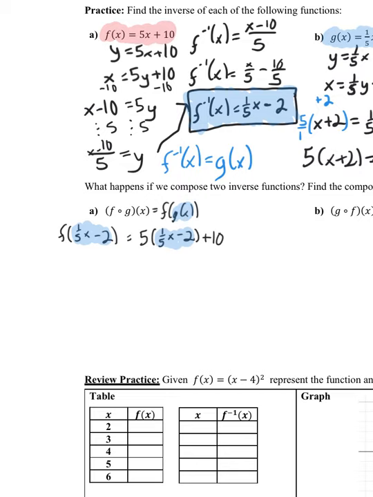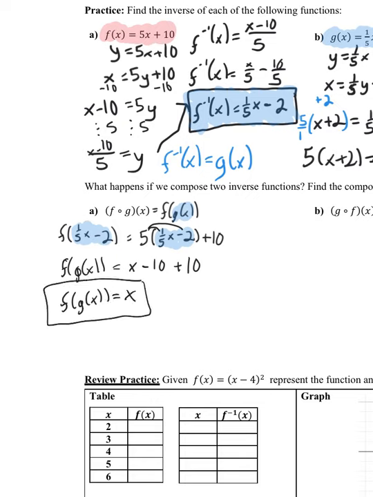And I can go ahead and distribute that 5. 5 times 1/5 is x. 5 times -2 is -10. So I get x minus 10 plus 10, which just becomes x. Okay.